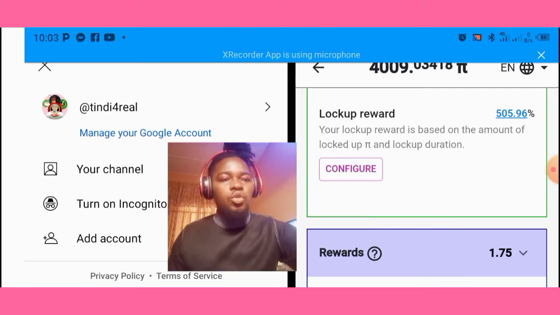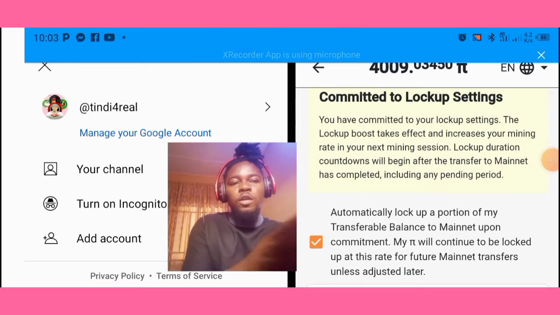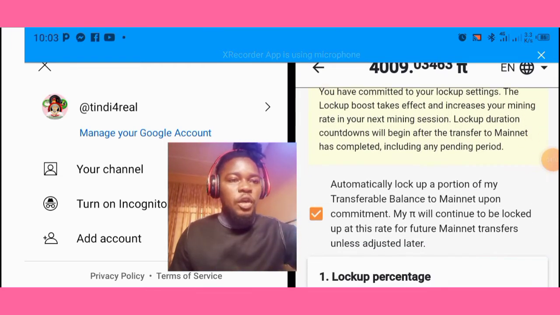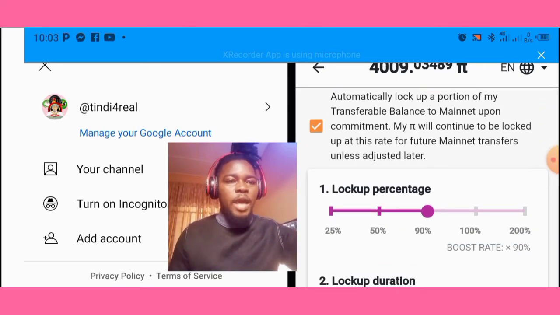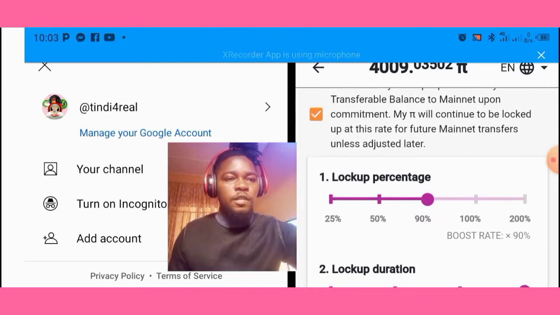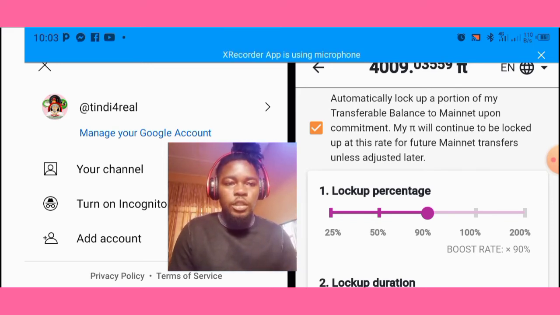Now let us go into clicking on configure to look into it. I won't like to read all of these things too much, because you can do that by yourself, in order for us to save time. But you need to just understand that it will automatically lock up a portion of your transferable balance to MAINNET upon commitment. My Pi will continue to be locked up at this rate for future mainnet transfers unless adjusted later.